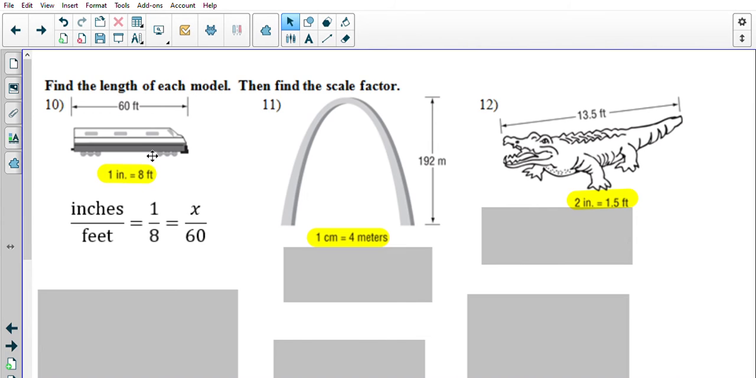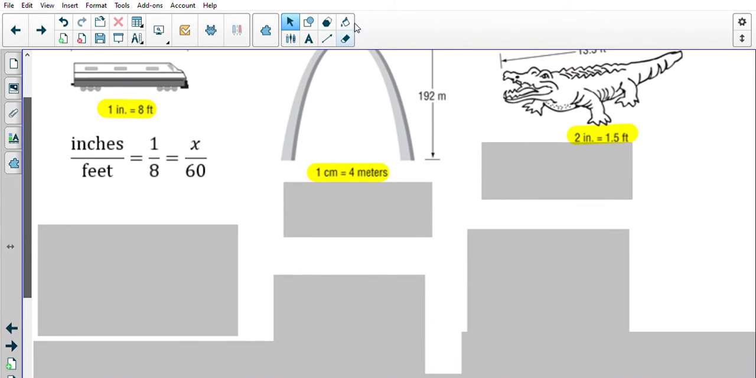We're talking about inches and feet, so I put inches over feet. Could you put feet over inches? Sure. I just kept it in the same order that the scale is in. So 1 inch on the model represents 8 feet in real life. We want to figure out how many inches on the model represents 60 feet in real life, or on this actual train that we have.